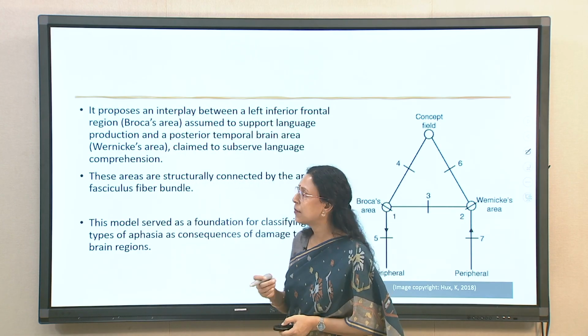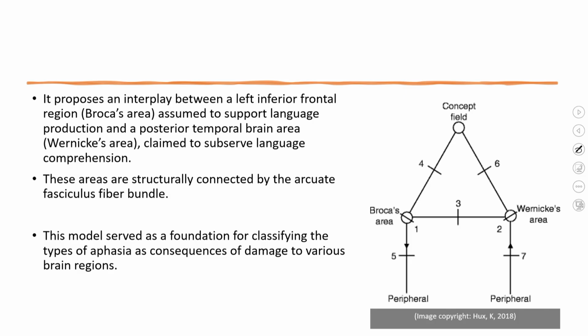It proposes an interplay between the left inferior frontal region, which is Broca's area, assumed to support language production, and a posterior temporal brain area, which is Wernicke's area, claimed to subserve language comprehension. These areas are structurally connected by the arcuate fasciculus fiber bundle. As I said, there are many connections, many highways. This is the highway that this model focused on.